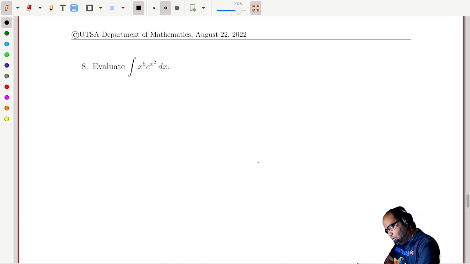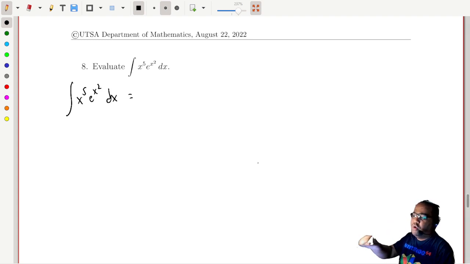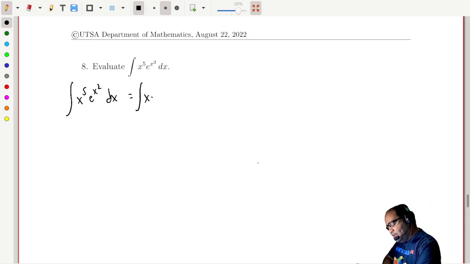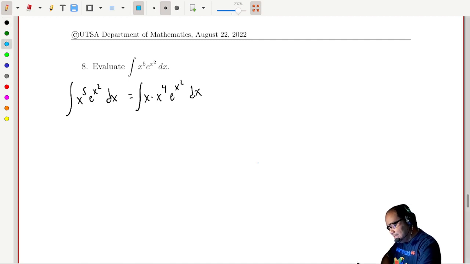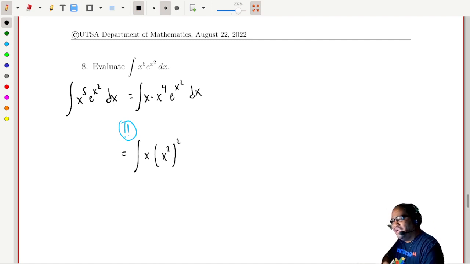Here's what we're going to do. We're going to write this integral, x to the 5th e to the x squared dx. I'm going to take away one of the x's. We have x times x to the 4th e to the x squared dx. Sean, where are you going with this? Or maybe some of you all saw the brilliant move. For you chess.com players there, this is the brilliant move here. The brilliant move here is to write x to the 4th as x squared squared.